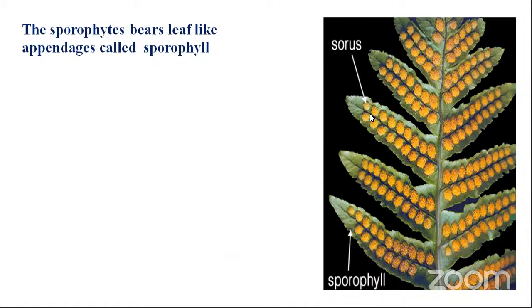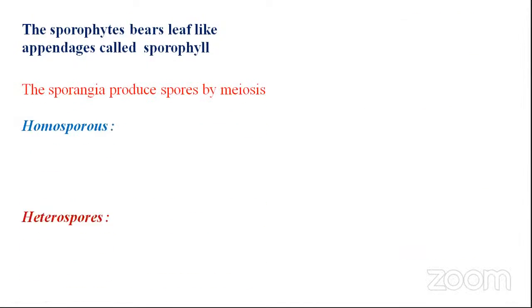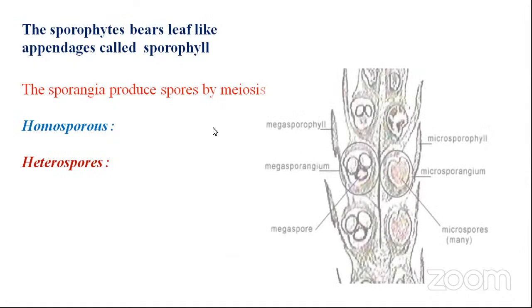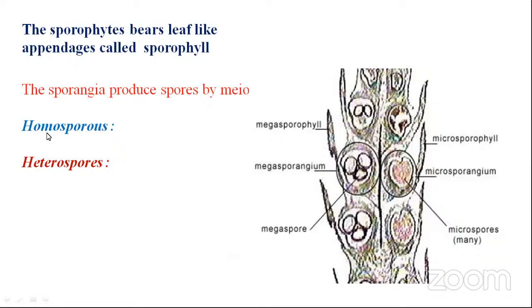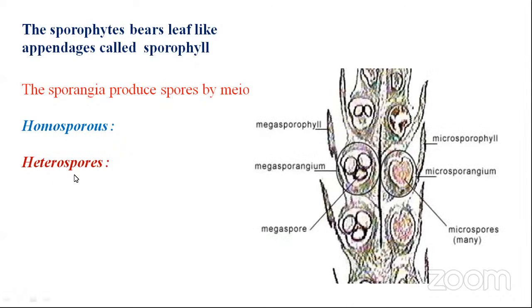Within the sorus, we can find the spores. So the sporangia produce these spores by meiosis. The sporangia may bear two types of spores. It may produce homospores, or it may produce heterospores also. What is homospores? Homospores means similar types of spores are produced. If the spores are the same in size and structure, that is called homospores. If it produces different types of spores, it is called heterospores.